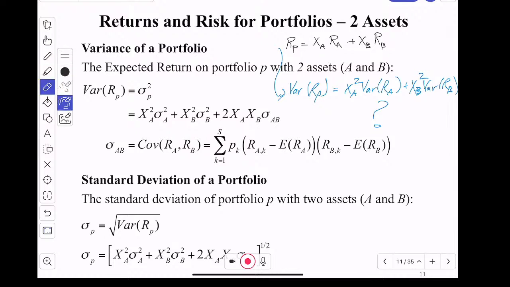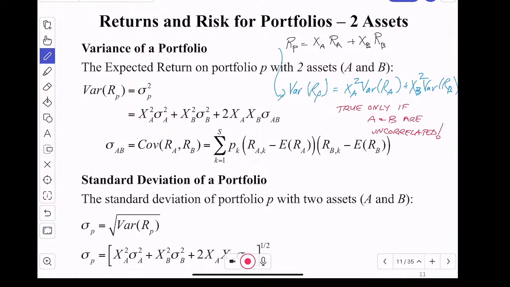So the weight gets squared because of what variance does to a variable. And this is true in the special case, okay, so these are true only if A and B are uncorrelated. If there's a correlation or covariance, because correlation is the standardized covariance, if there's a covariance between A and B, there's an extra term. And I'm going to explain where that extra term comes from. So this is the extra term here.